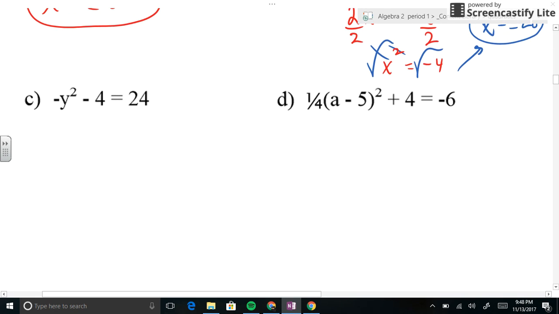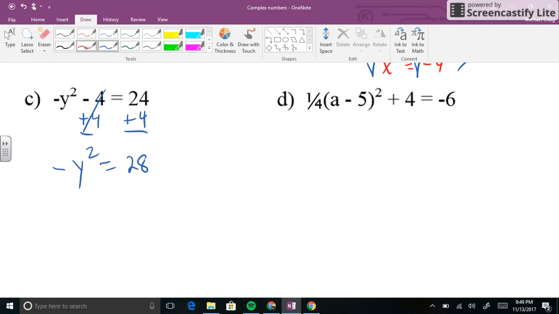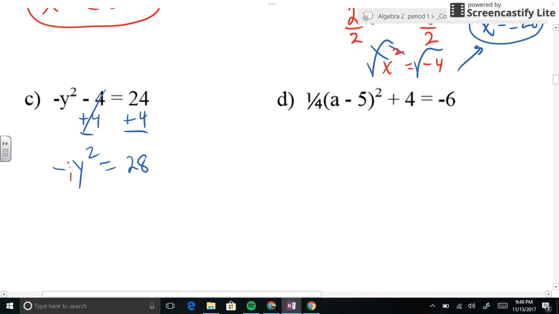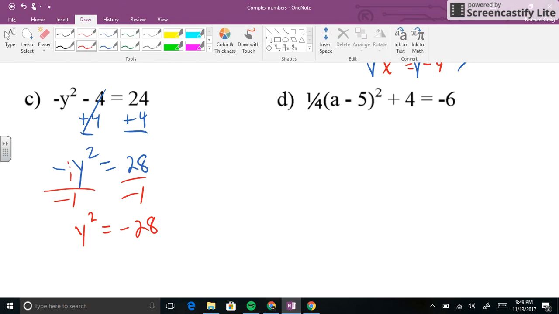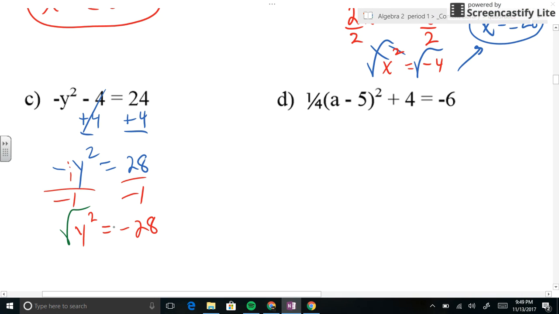Let's try letter C. The first thing we want to do is add 4 to both sides. So the positive 4 and a -4 will cancel out, and we get -y squared equals 28. Now we have to get rid of the -1 that's in front of the y. So we divide by -1, and we get y squared equals -28. And the last step would be to square root to get rid of the square. Square and the square root cancel out.